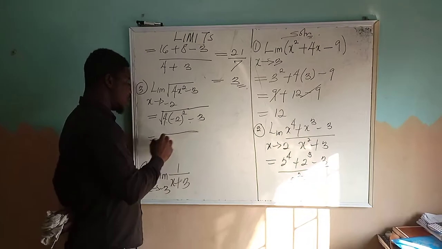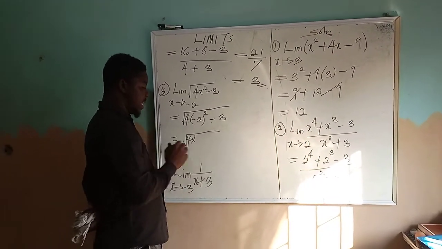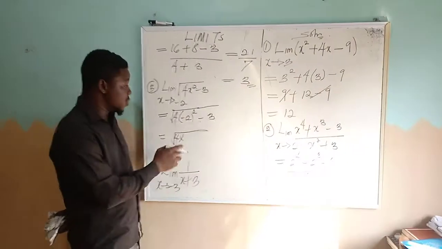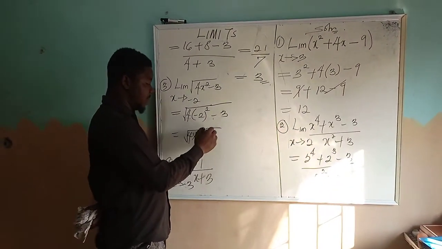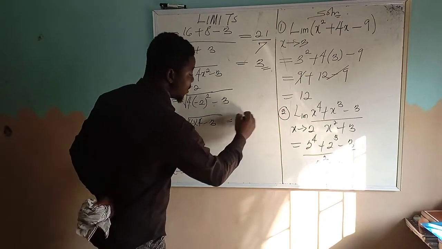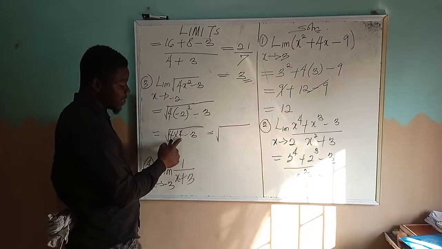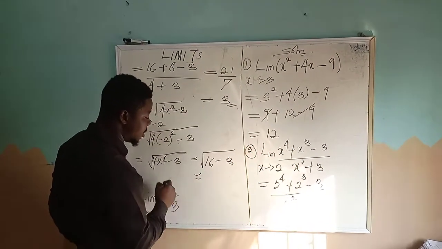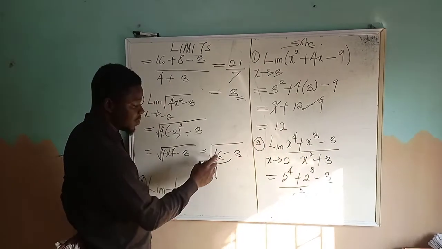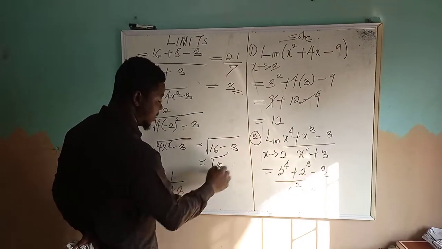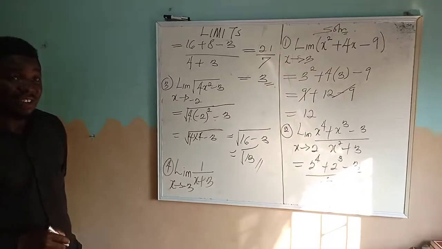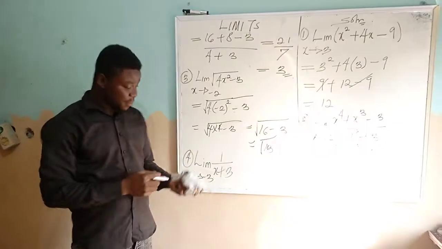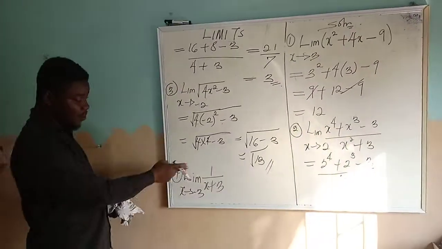So this gives us the square root of 4 times minus 2 squared. Of course, you know if you square a negative sign, it becomes positive. So when you square 2, that gives us 4 here, and then minus 3. And then this gives us the square root of 4 times 4, you have 16, of course, and then minus 3. So at the end of the day, this boils down to 16 minus 3 is 13. So you have the square root of 13 as the limiting value of this function as x tends to negative 2. So you do the same thing for sample 4, which is right here.